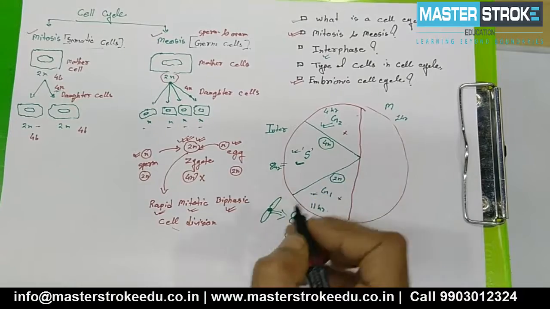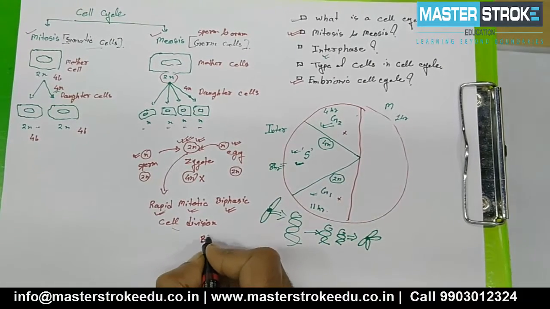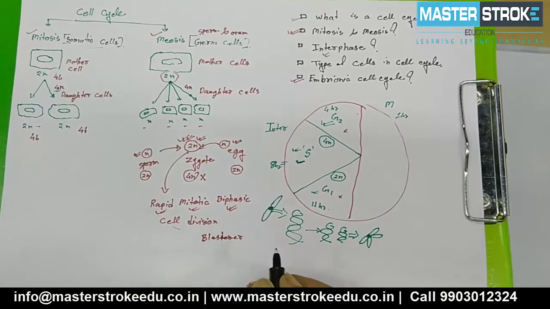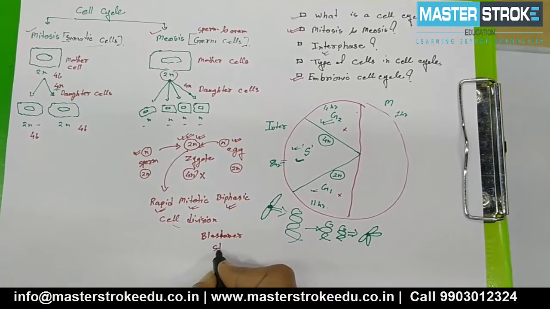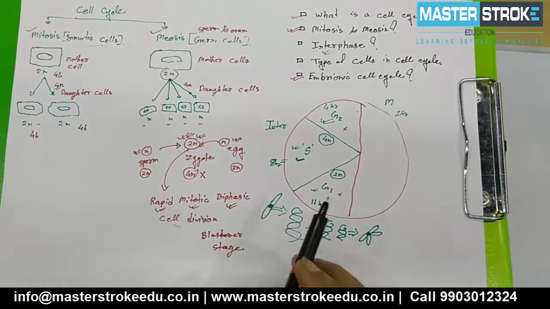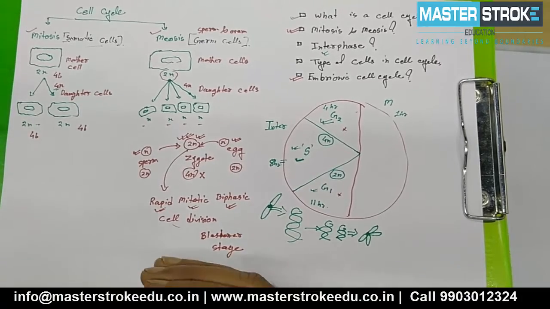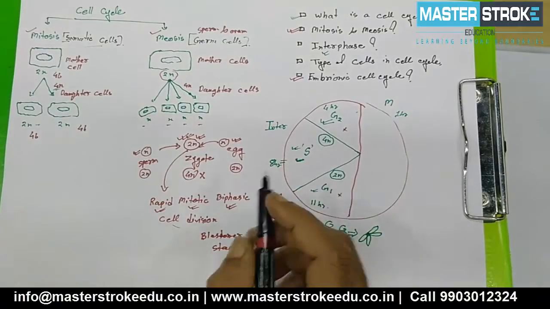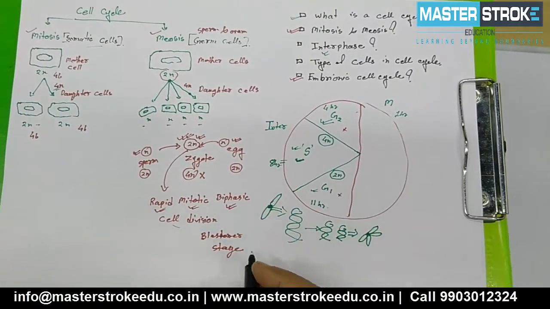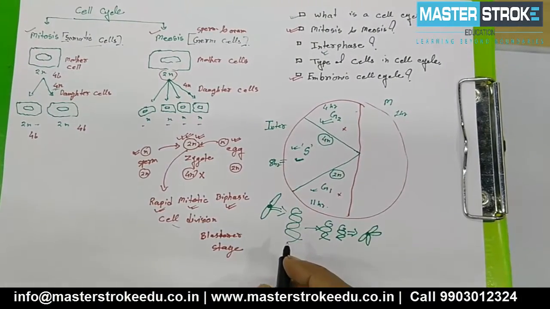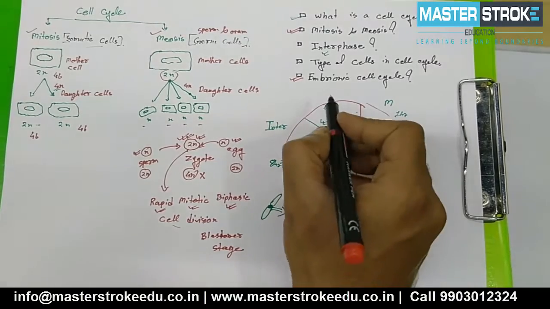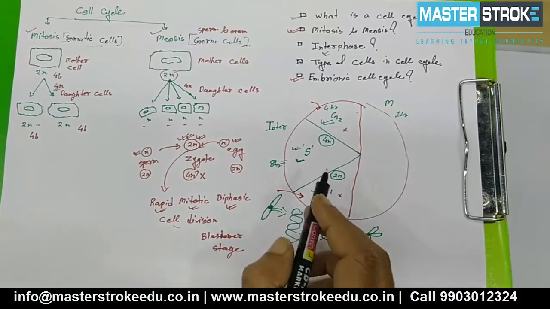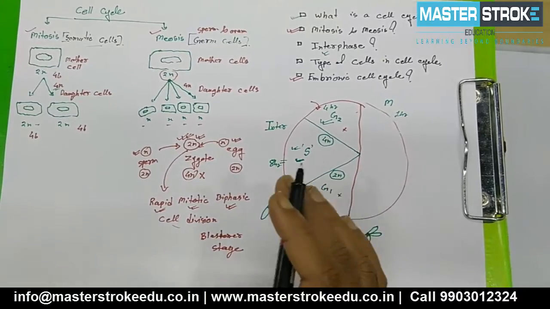This is known as the blastomere stage. During this condition, the cell is rapidly divided: S phase followed by M phase, followed by S phase, followed by M phase. This is going on. But later, during the mid-blastular transition, G2 is incorporated and then G1 is incorporated, and the normal cell cycle starts.